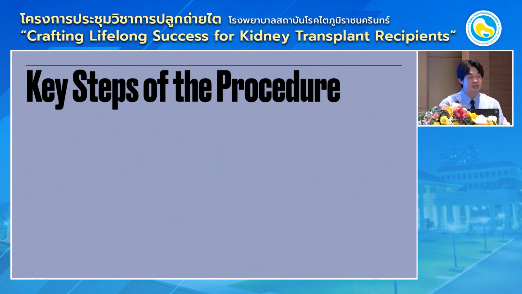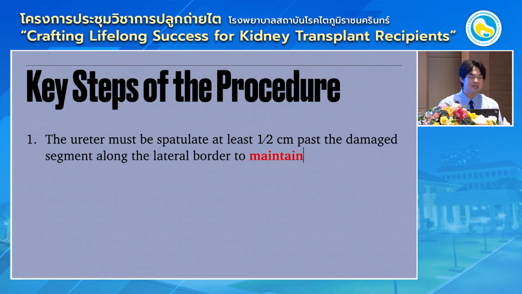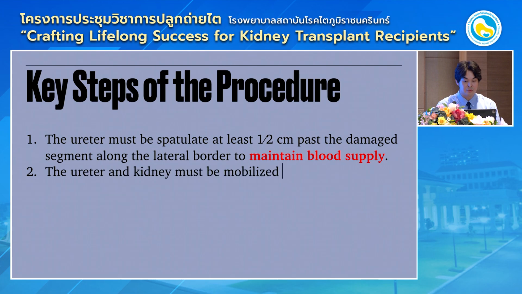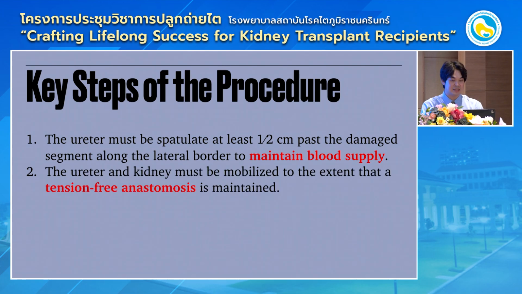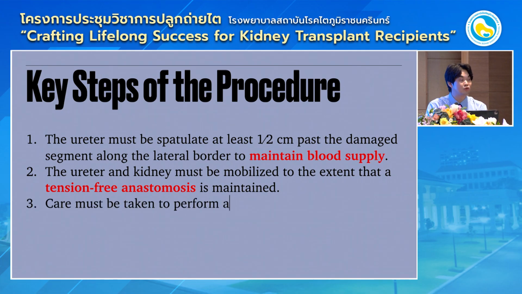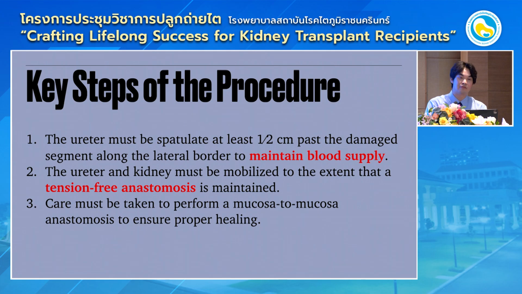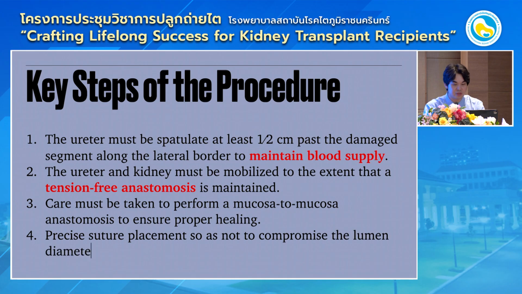In terms of the urologists, when we perform these complex operations, the technical execution of the anastomosis is everything. First, vascularity is our primary concern. Second, we must ensure that the anastomosis is tension-free. Third, a mucosa-to-mucosa technique is essential for proper healing. And the last one, we use precise suture placement to avoid compromising the lumen diameter.